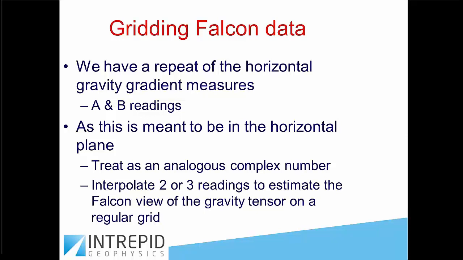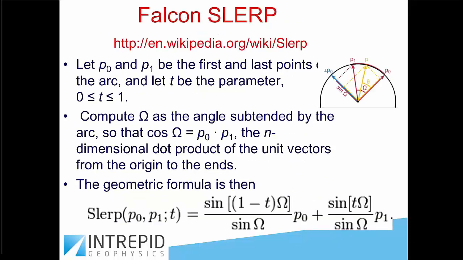In our invention, we treat these readings as being analogous to a complex number, and we can interpolate 2 or 3 readings to estimate the Falcon view of the gravity tensor on a regular grid. We do that using the same slerp algorithm, but in this case we're only using it in the one plane. And so let me just explain that for you.